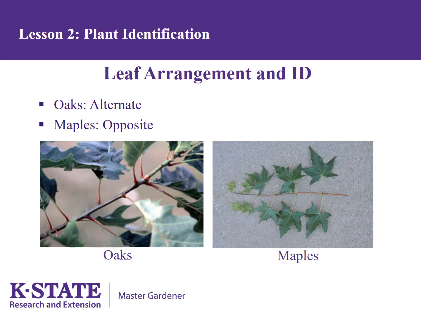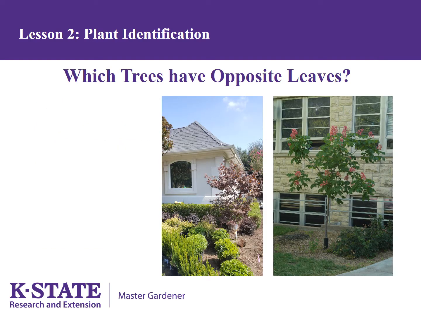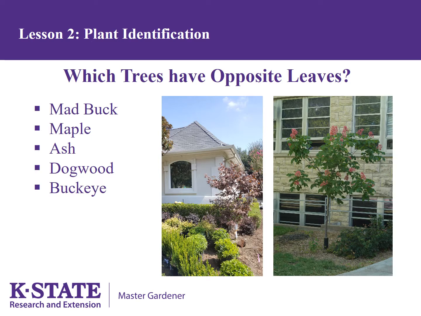So which is more common? Do most trees have alternate leaves or opposite? Actually, most have alternate leaves. As a matter of fact, few tree species have opposite leaves. Let's look at those. To remember the major groups of trees that have opposite leaves, remember mad buck. Mad stands for maples, ash, and dogwood. Buck stands for buckeye. So if you find a tree with opposite leaves, it'll likely be one of these species of trees. There are other trees with opposite leaves, but they are less common.